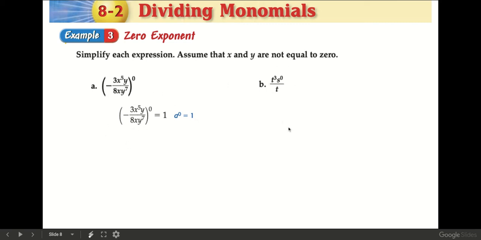Let's take a look at this second one here. Again, t to the third power, s to the 0 power over t. Well, really, I can see that s to the 0 power, I can simplify that, right? S to the 0 power is going to be equal to 1 because anything to the 0 power is 1. So t to the third power times 1 is just going to be t to the third power. And now I can use my quotient of powers rule, right? T to the third power over t to the first power. Again, subtract their exponents. So 3 minus 1 is 2. So that's going to leave me with t squared. Again, these are just a couple of ways that you can use the property of the 0 exponent to help you simplify an expression.